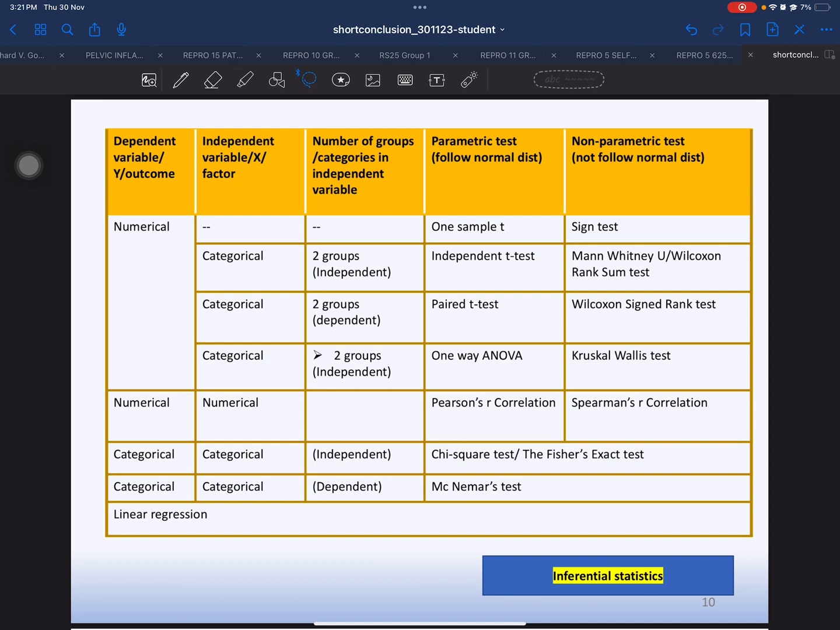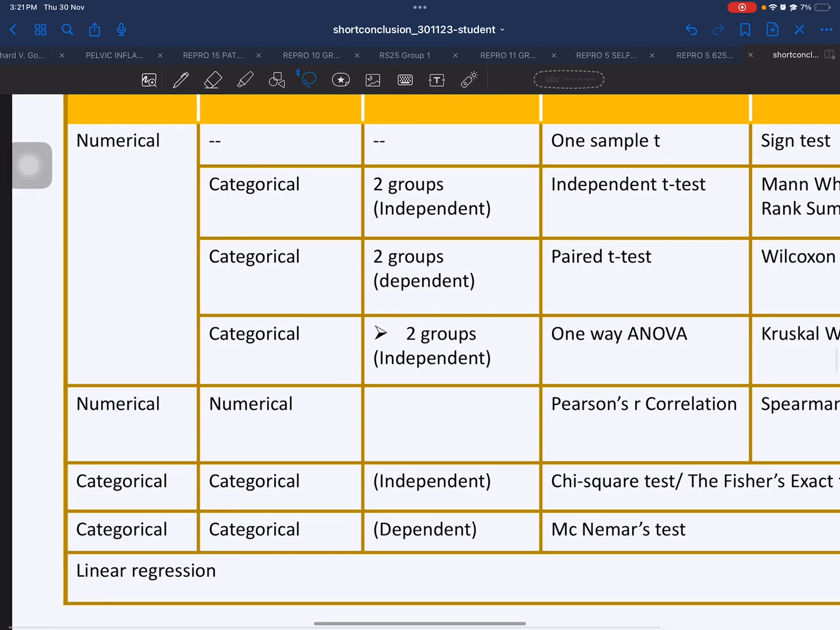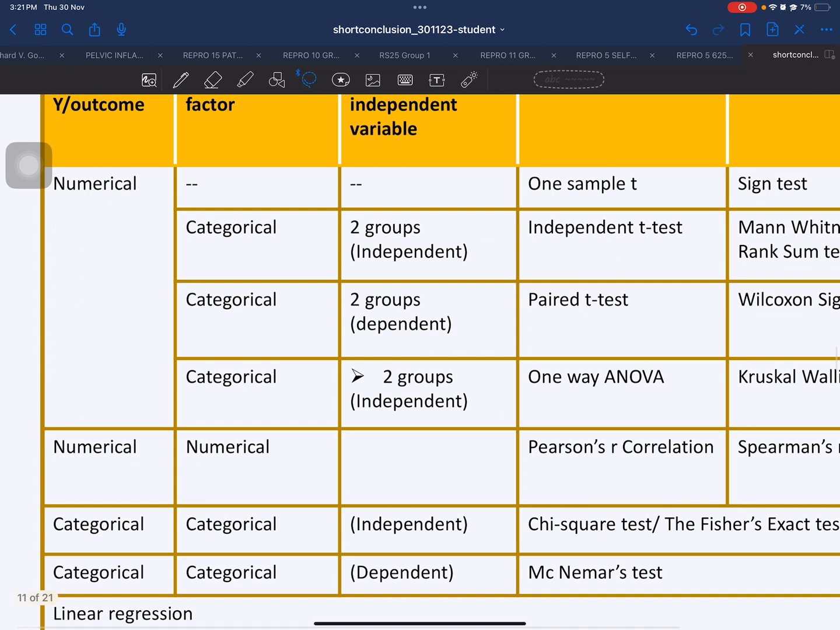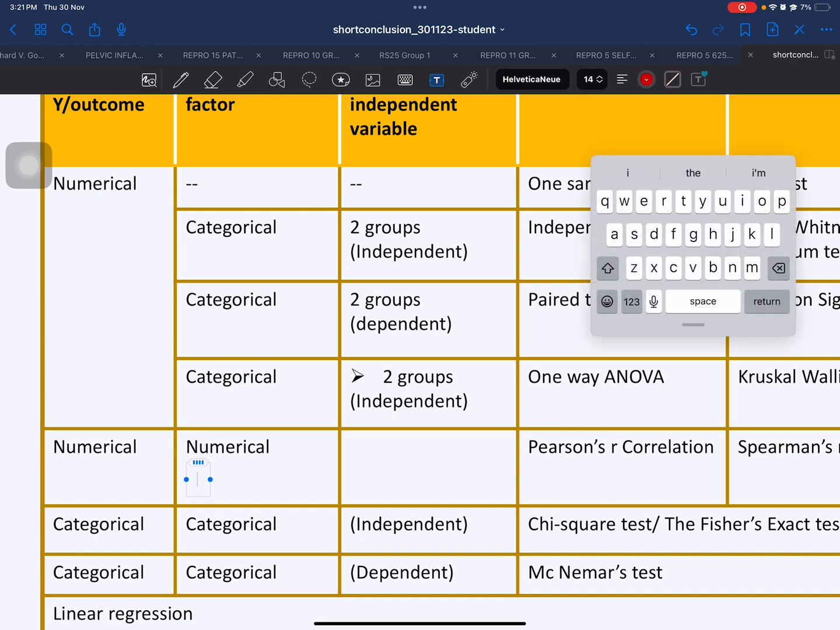Okay, if your data is continuous, for example duration of exercise per hour, you will say Pearson correlation will be used if the data is normal. Spearman correlation test will be used if the data is not normal. You need to write down the statistical test name.